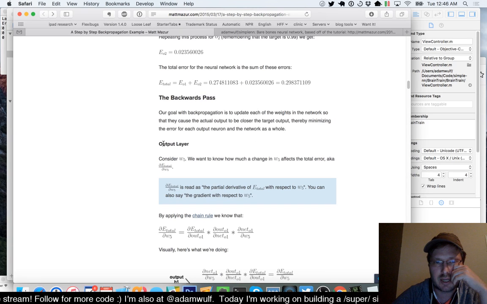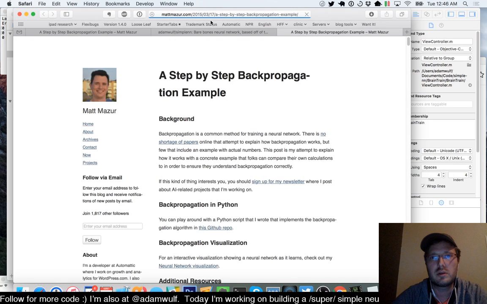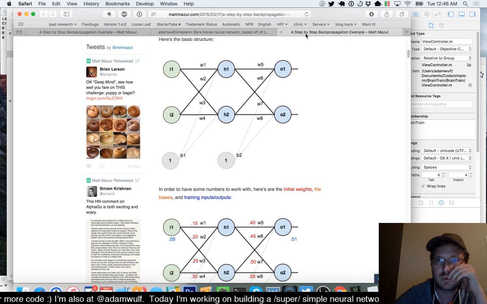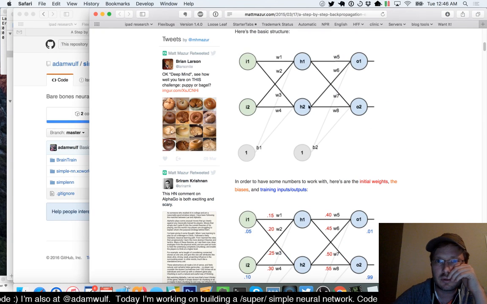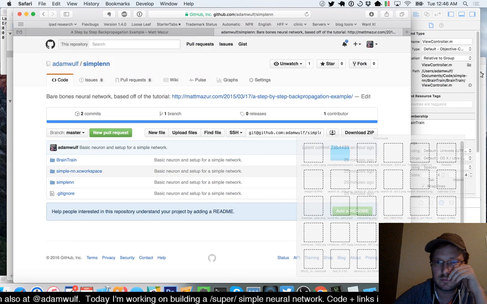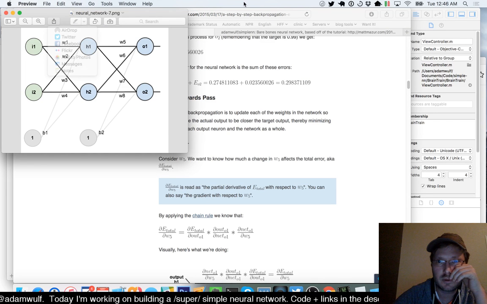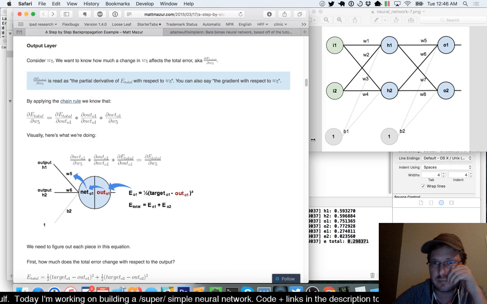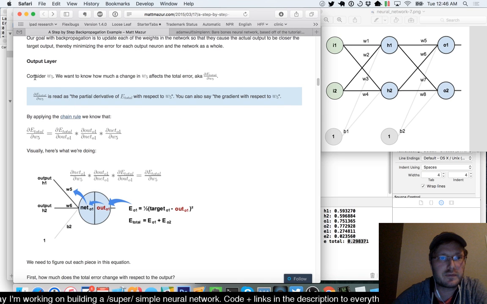This is good. So output layer, consider W5. I'm actually going to pull up another tab so we can have this open as well. Here, I'll just do this actually. There we go. Right, there's our network. It says consider W5.